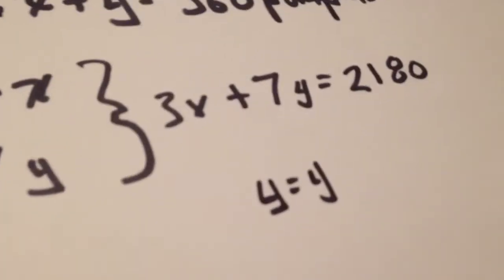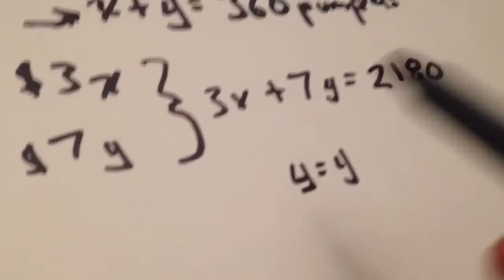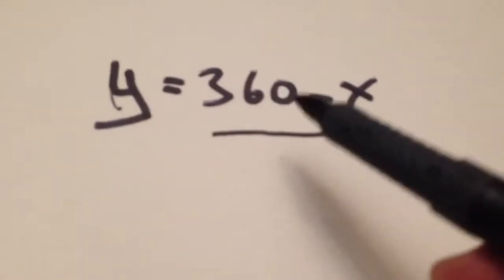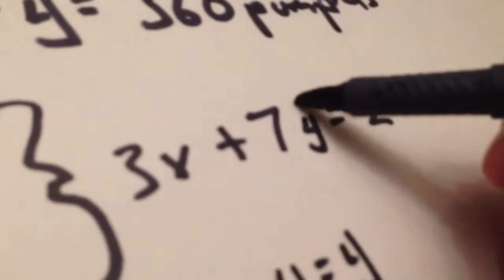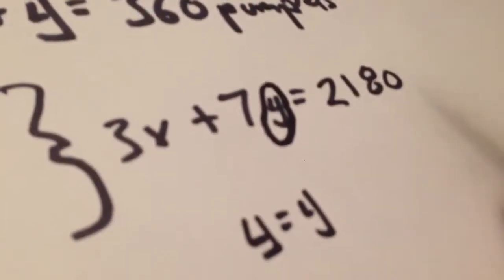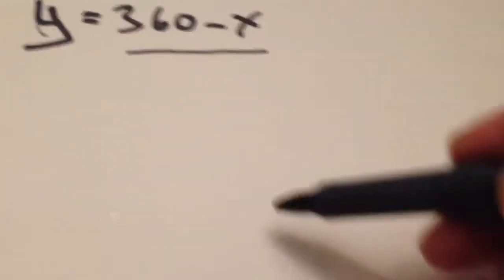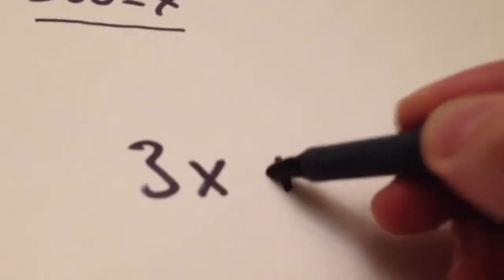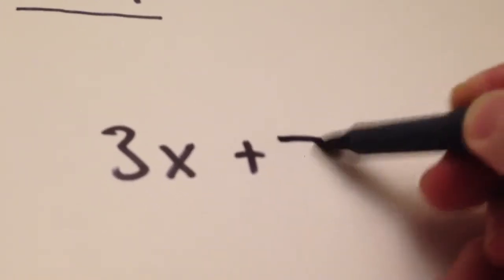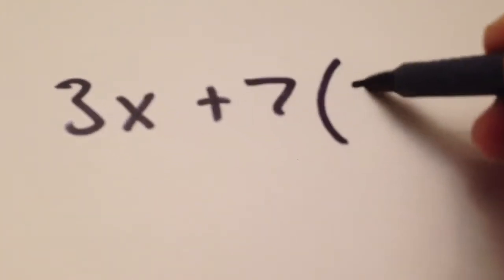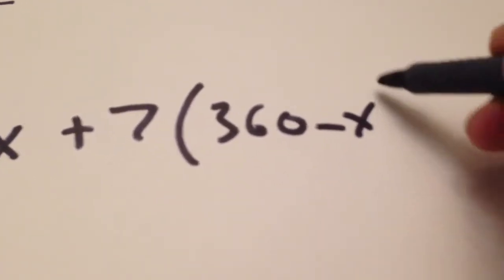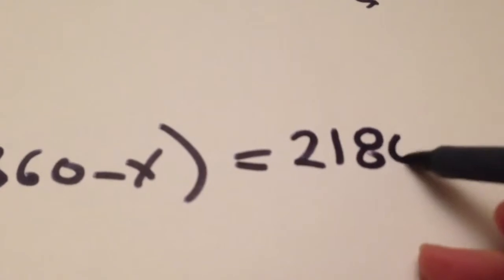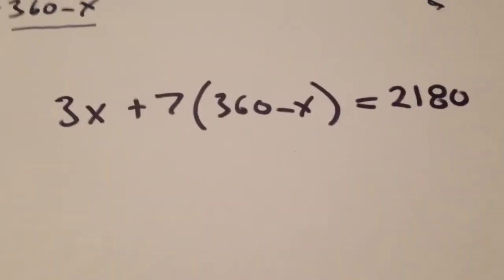So, since I just proved to you, beyond a shadow of a doubt, I believe, that y equals y, guess what I'm going to do? I'm just going to take what I know to be y over here, and plug it right into that value there. So I'm going to say that 3x plus 7 times (360 minus x) equals 2,180, right? So there's the equation that we need to solve now.